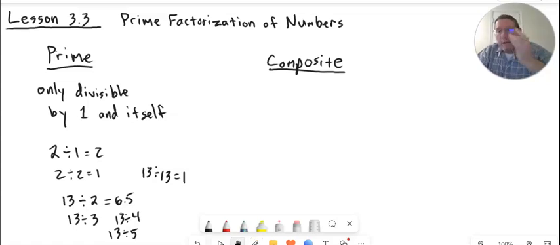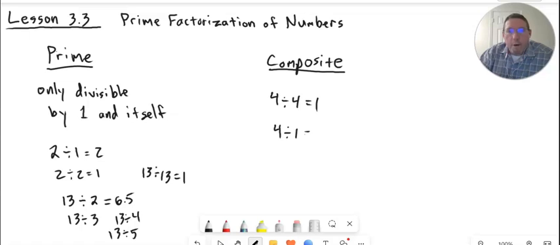Composite numbers, on the other hand, can be divided by themselves, 1, and at least one more number. For example, 4 can be divided by itself: 4 divided by 4 is 1. 4 can also be divided by 1: 4 divided by 1 is 4. But 4 can also be divided by 2, and 4 divided by 2 is 2. Therefore, 4 is a composite number.